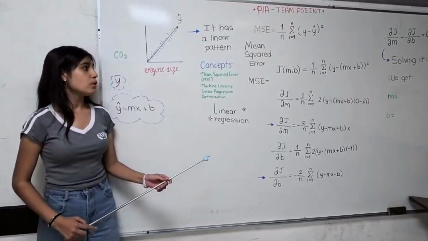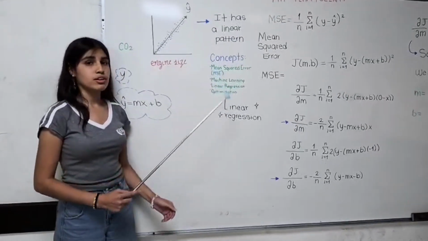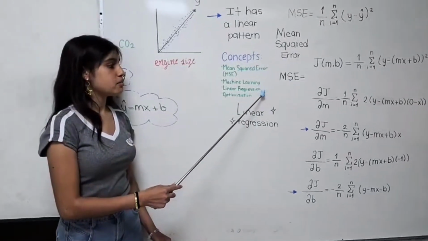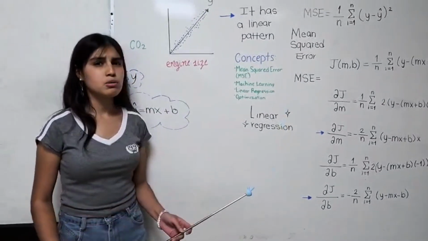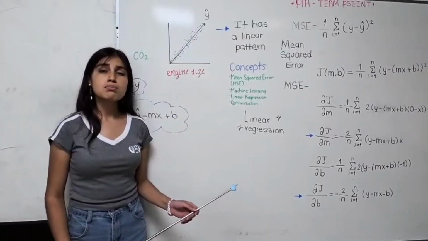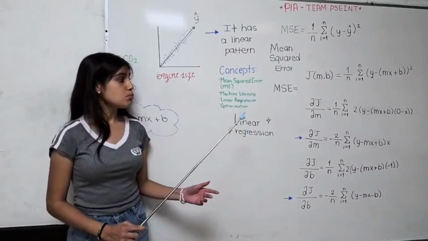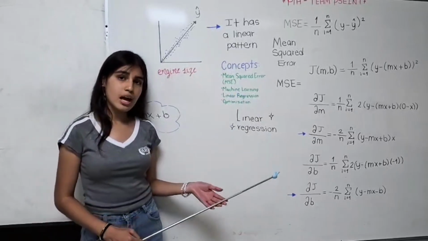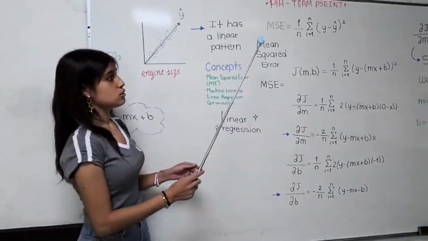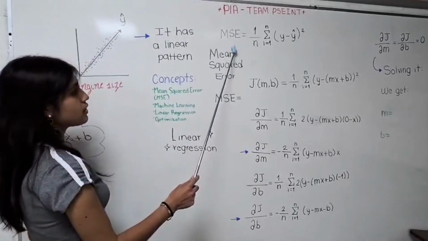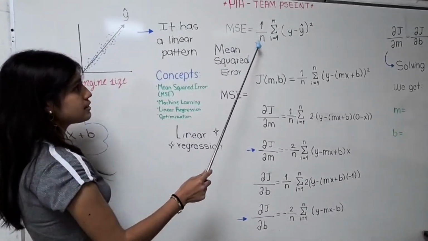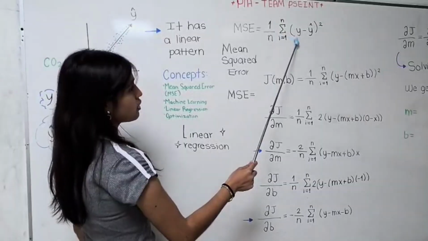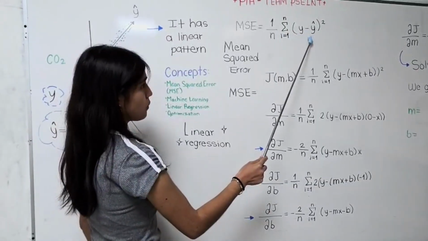But first of all, we're going to define some concepts that we're mentioning during this video, like the mean square error, machine learning, linear regression, and optimization. But what is mean square error? Well, this is the most used function of error. It measures the average square differences between the values that we already have and the predicted ones. Using this formula, these letters make reference to the mean square error. This n is the number of data that we have. This letter is the actual values and this letter is the predicted ones.